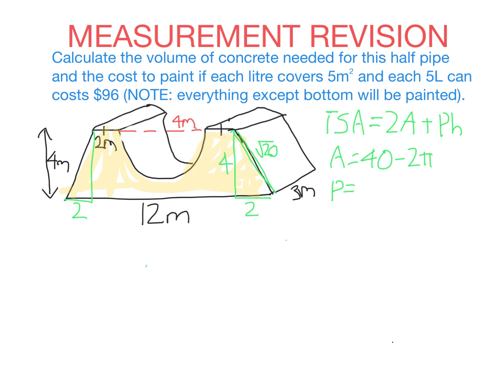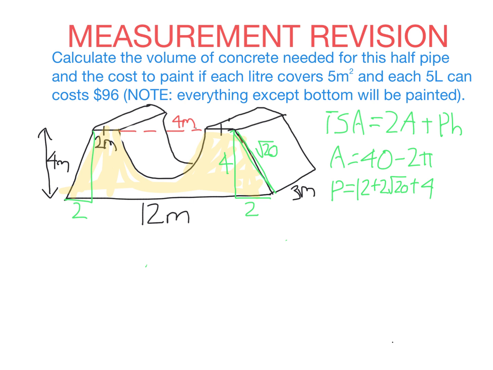The perimeter of this shape, you can see, is 12 plus root 20 plus 2 plus 2 plus root 20, and we have to add in this bit here. So I've got 12 plus 4 plus 2 root 20, and we'll calculate this arc here.